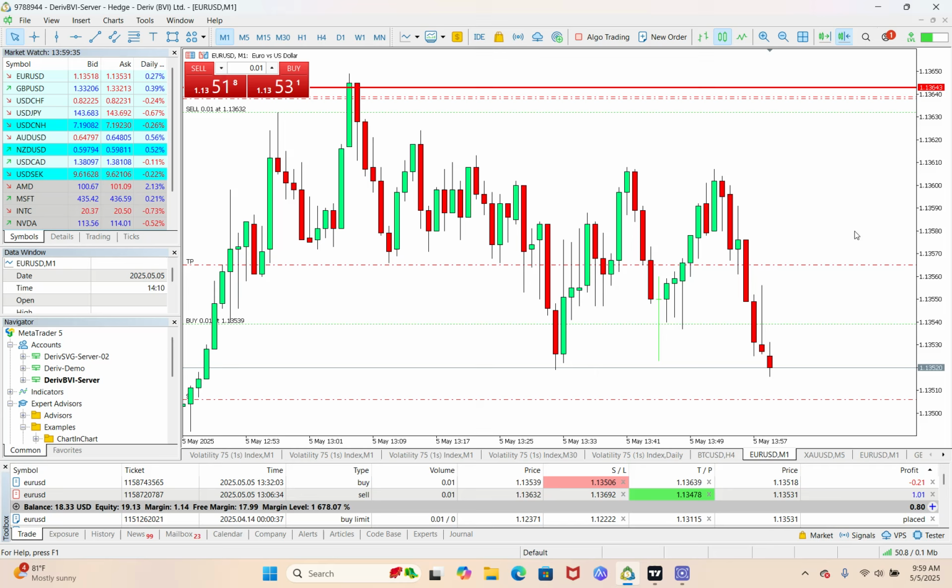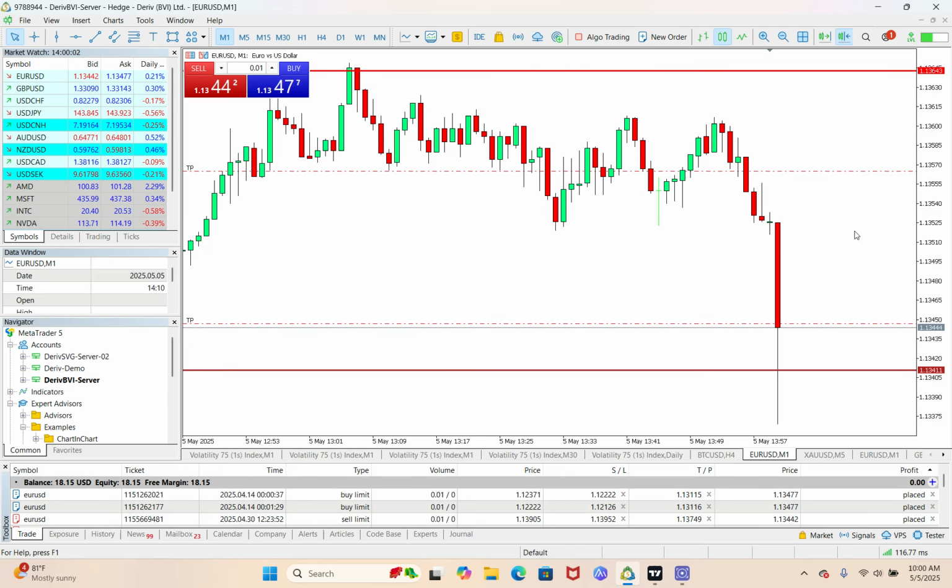Sellers making a move to the downside. Buyers are holding. Buyers trying to come back. Will buyers hold or will sellers take it home? Buyers are coming back. Sellers with a move to the downside. Buyers are coming back. Oh wow, big drop. Big move.